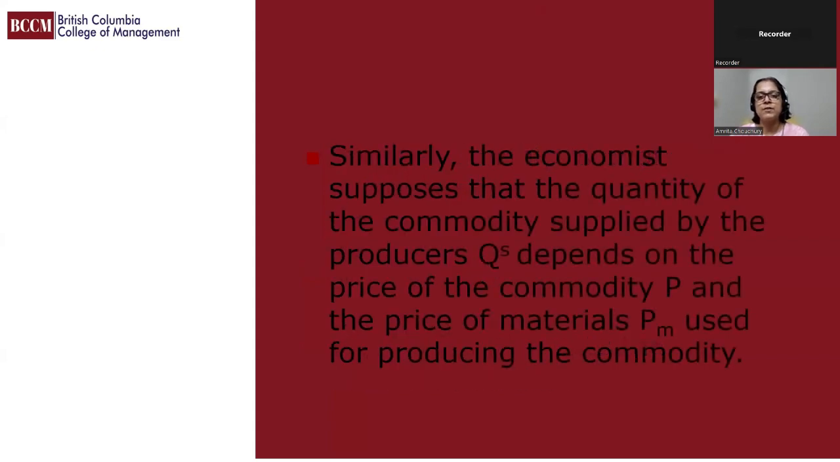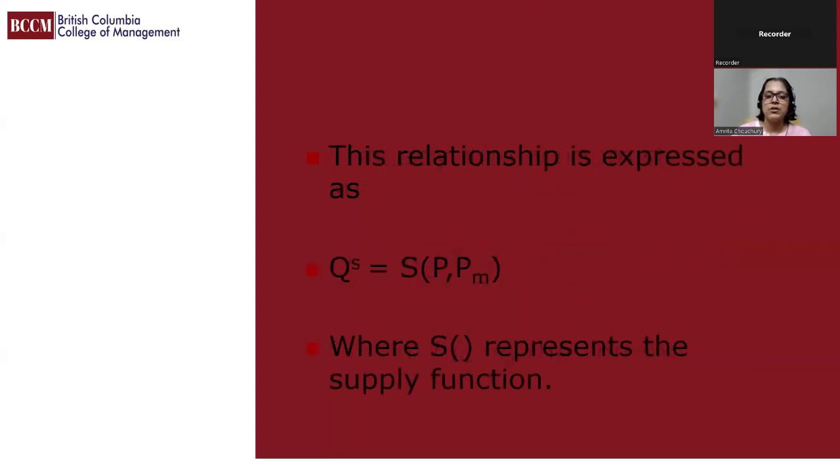Similarly, again, the economist assumes that the quantity supplied by the producer, QS, will depend on the price of the commodity and also on the prices of the materials used, or the prices of raw materials used for producing the commodity. We can denote it by PM, suppose. So in this case, the supply function will look like this. QS equal to S is a function of P and PM, where P is the price of the product and PM is the prices of raw materials. So in this case, S represents the supply function.